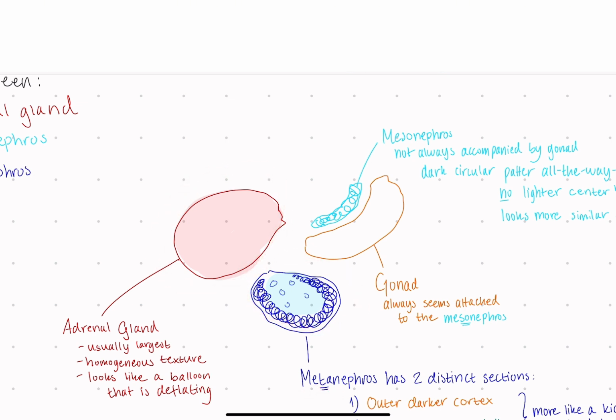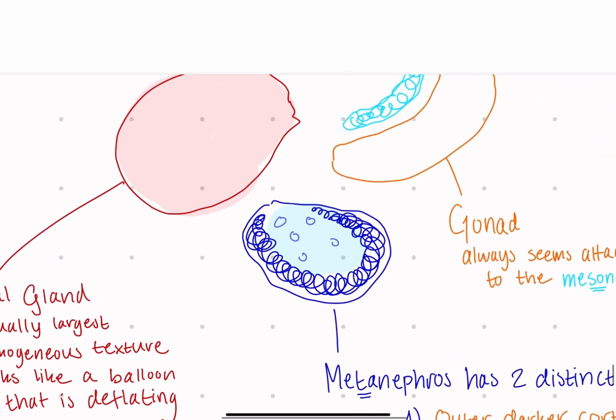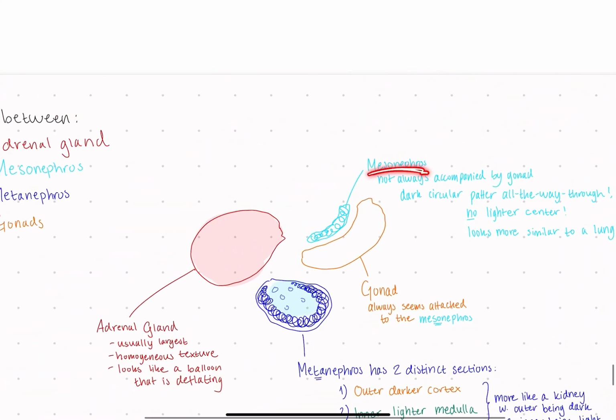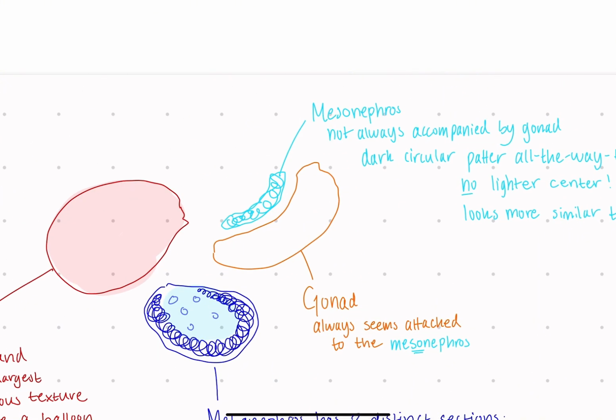Usually the developing adrenal gland is much larger than the remaining structures, and usually it's buddied up with the metanephros that we just talked about, that looks like the developing lung, with the darker cortex and the lighter middle. While the mesonephros is almost always accompanied by the developing gonad, and sometimes it can even be attached to the developing gonad. The mesonephros can appear with these opening structures, or it can have a completely homogeneous surface like the developing gonad.